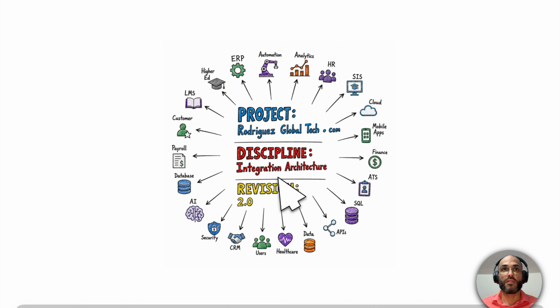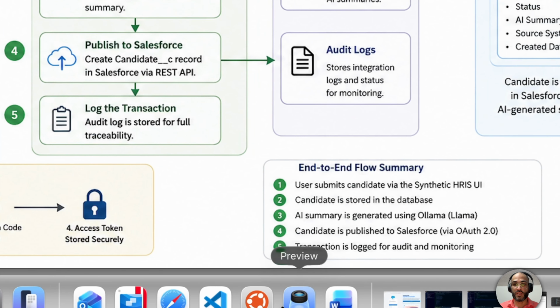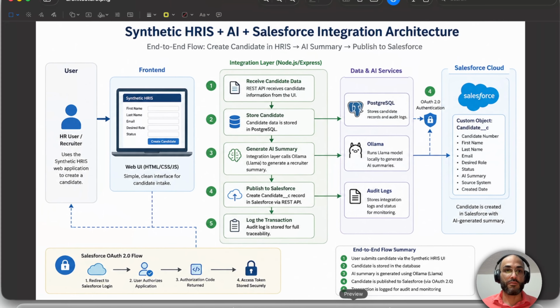The objective of this project is to demonstrate how candidate information can be securely synchronized from an HR platform into Salesforce while enriching that data with AI before it becomes available to recruiters and hiring managers. So let's get started. First, I'm gonna go over the architecture real quick, and after that we're gonna go over a quick demo.